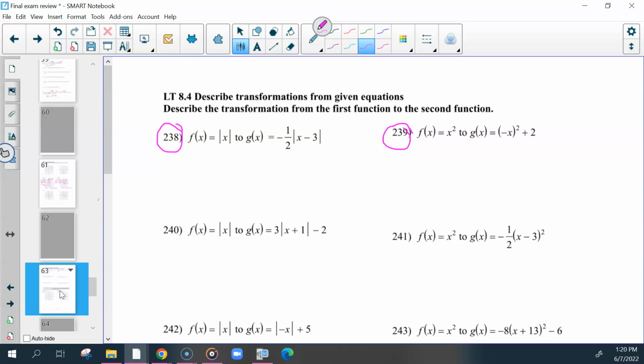So for this first one, this negative would be a reflection. It's on the outside, so that would be a vertical reflection, which means it has to reflect over the x-axis. And then the 1/2 would be a vertical scale, or vertical compression by a scale of 1/2.